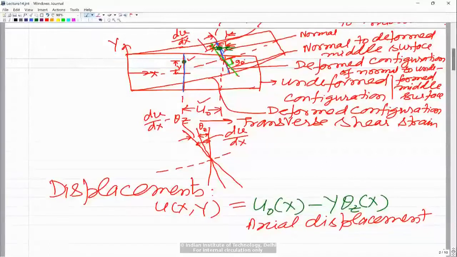And then we have another displacement, transverse displacement v, which we assume to be a function of only x, and we call that the transverse displacement.